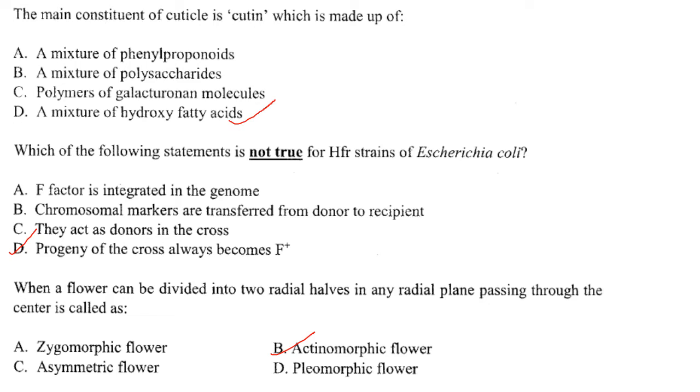Then which of the following statements is not true for HFR strains of Escherichia coli? F factor is integrated in the genome. That's correct. Chromosomal markers are transferred from donor to recipient. That is also correct. They act as donors in the cross. HFR strains act as donors. That is also correct. Progeny of the cross always becomes F+.